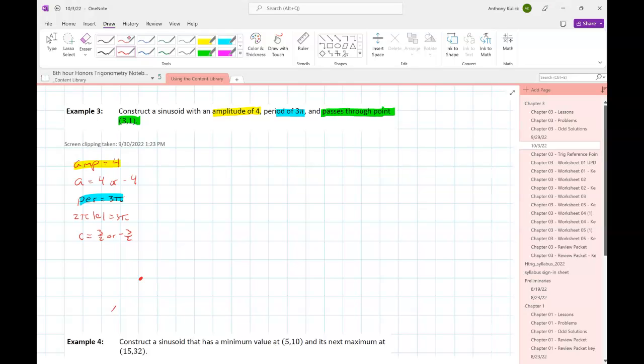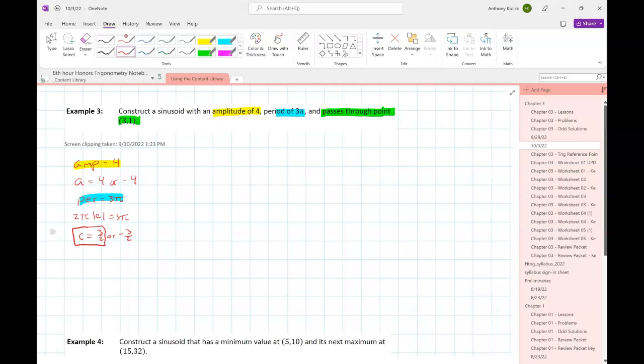Like if this is (3, 1), it could be a maximum. It could be a midline point. It could be a minimum. Any place I want to make that, I can make it, because it doesn't specify where that point (3, 1) needs to occur on my sinusoid. Whether it has to be a midline point or a maximum or minimum or something else, it doesn't tell me. So I have the freedom to choose. Everybody cool with that notion?